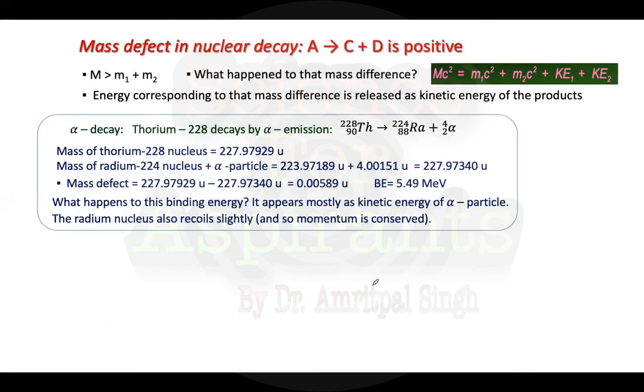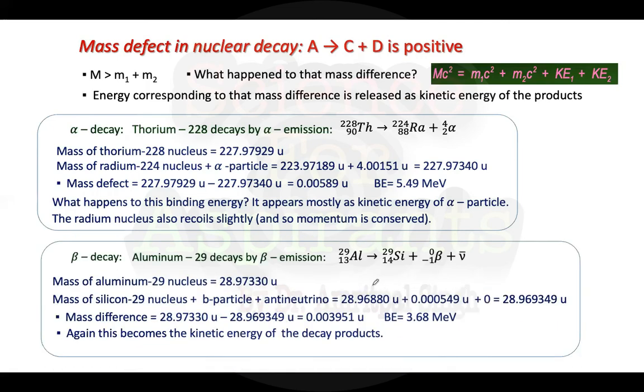So these are some of the examples of alpha and beta decay. Everywhere you can see how much energy is being released, and that is generally converted into the kinetic energy of those particles which are moving at very high energy. So this is the binding energy which is formed, and this energy is being carried by these alpha particles as their kinetic energy. And similarly, this energy is being carried by these beta particles.